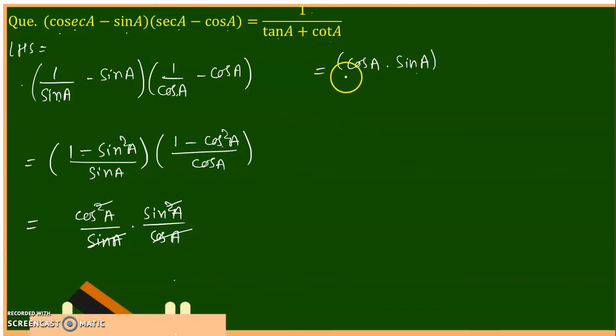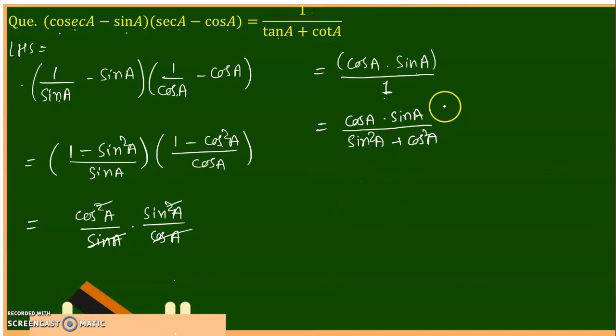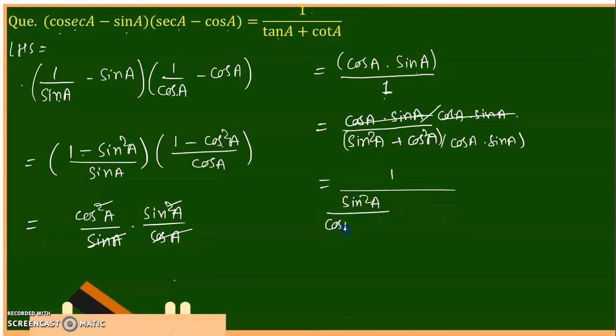So how will you prove it? We can write this divided by 1, and here in place of 1 we can write sin square A plus cos square A. Now divide the numerator and denominator with cos A into sin A. So here in the numerator cos A into sin A will be cancelled out, and here in the denominator this sin square A divided by cos A into sin A, plus this cos square A divided by cos A into sin A.